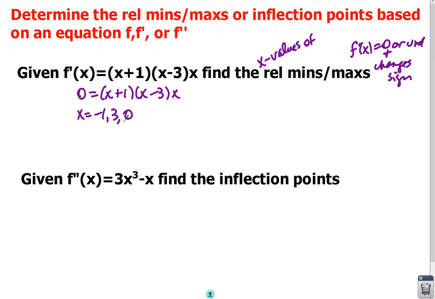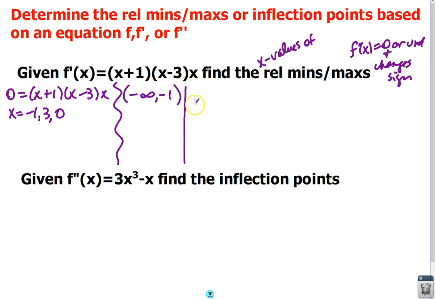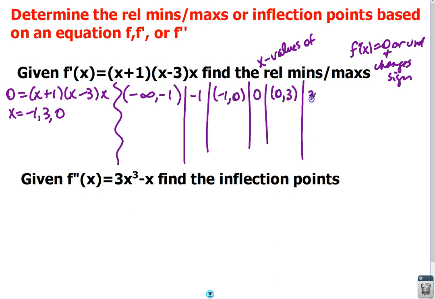Now I need to create a chart of all the numbers around these 3 numbers. I'm going to need a little bit more room here. Isn't this so nice that we can do this? I'm going to take advantage while I can. Okay, so negative infinity to negative 1, negative 1 to 0, 0 to 3, and then 3 to infinity. I need to know what is happening on my derivative.